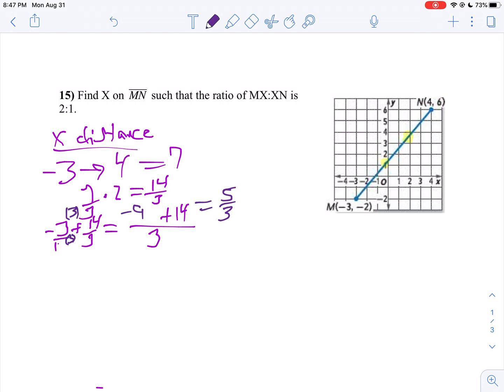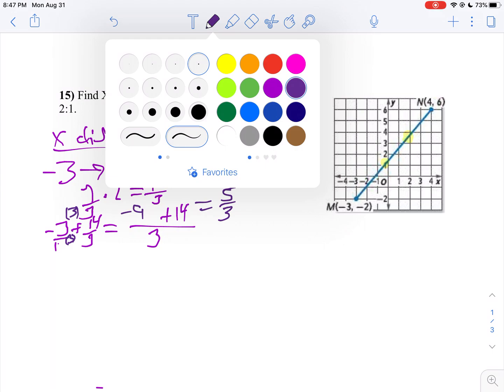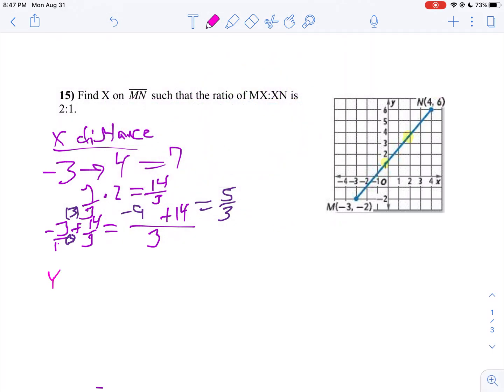That's the coordinate of your x. Now we're going to turn around and do the same thing for y. I'm just going to start over. So on my y distance, we're going from -2 at m to 6 at n. From m to n, I'm going from -2 to 6. Well, how far is that? If you go from -2 to 6, that would be a total of 8. 6 minus a -2 if you think that way.